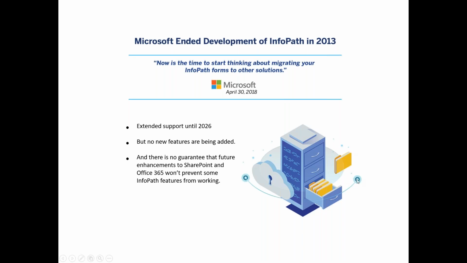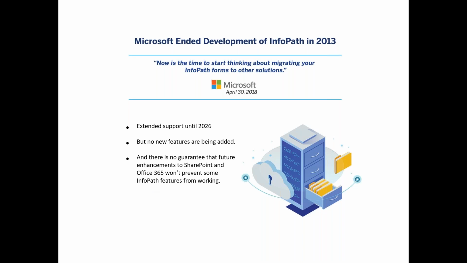And there's still that reluctance to jump on the train and make it happen. But whatever we can do to encourage you and give you assurance that we're here to help, we have the tools and the methods that can help you move from InfoPath to newer solutions. So we just talked about support ending. No new features have been added since 2013, and there's no guarantee that future enhancements won't prevent some InfoPath features from working. So there's a little bit of risk there.